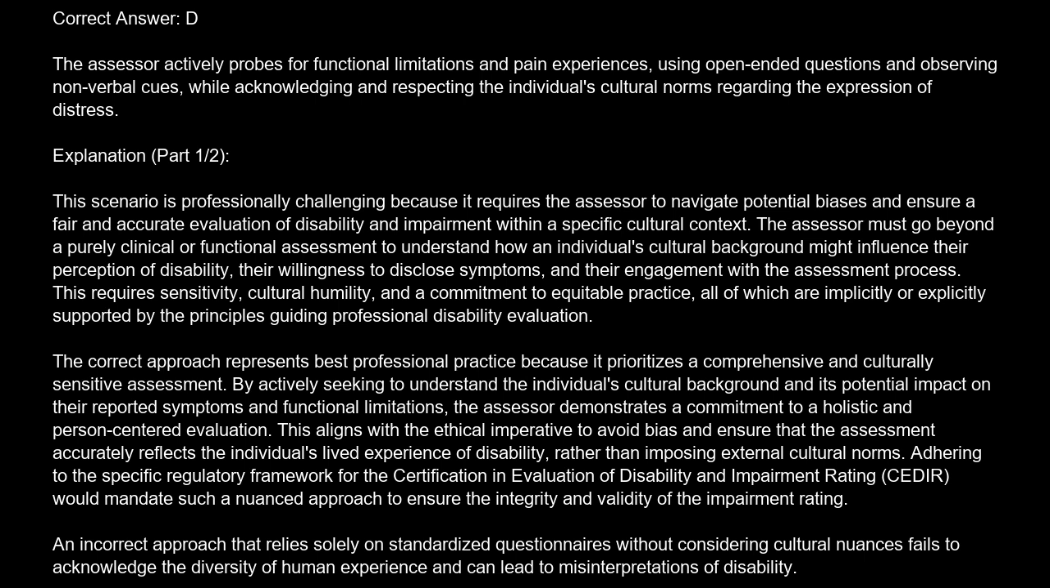The correct approach represents best professional practice because it prioritizes a comprehensive and culturally sensitive assessment. By actively seeking to understand the individual's cultural background and its potential impact on their reported symptoms and functional limitations, the assessor demonstrates a commitment to a holistic and person-centered evaluation. This aligns with the ethical imperative to avoid bias and ensure that the assessment accurately reflects the individual's lived experience of disability, rather than imposing external cultural norms. Adhering to the specific regulatory framework for the certification in evaluation of disability and impairment rating, CEDIR, would mandate such a nuanced approach to ensure the integrity and validity of the impairment rating.